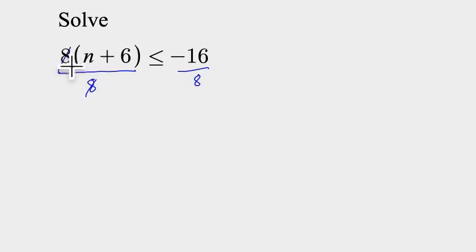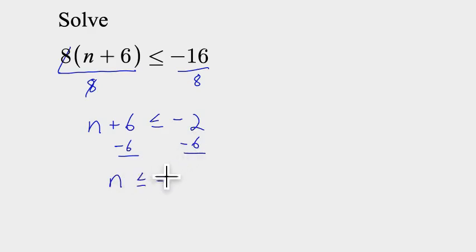So now we have 1 times n plus 6, or just n plus 6 on the left. We don't need to switch the direction of the inequality because we did not multiply or divide by a negative number. And we have negative 16 divided by 8 is negative 2. Now we just need to subtract 6 on both sides. We have n is less than or equal to negative 8.